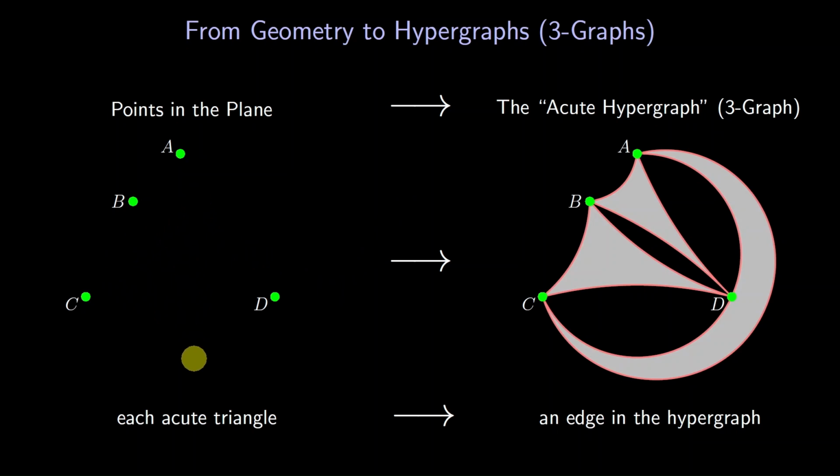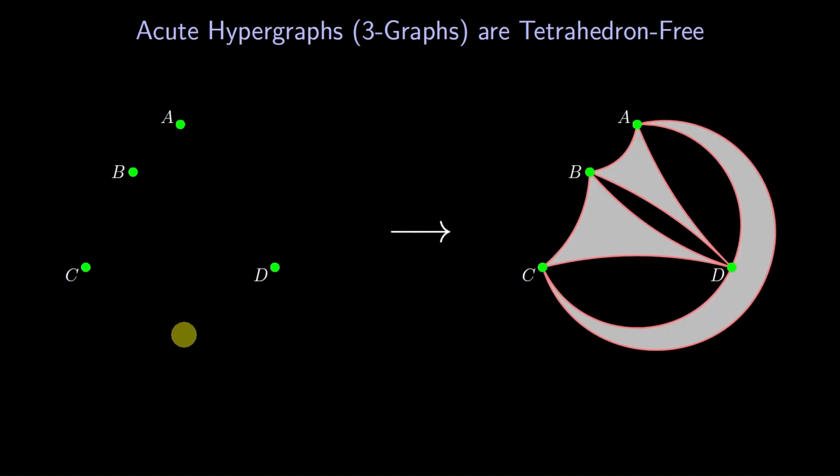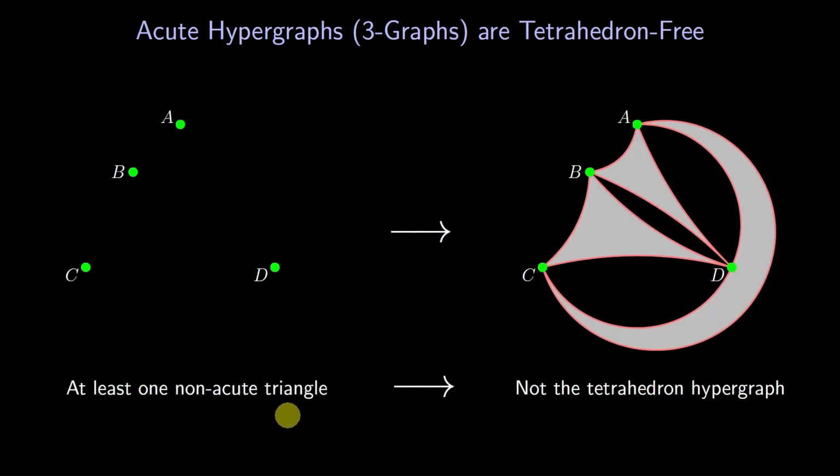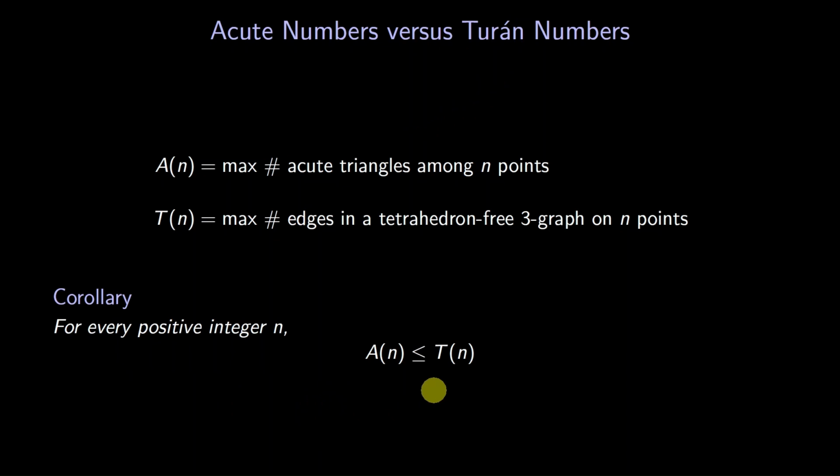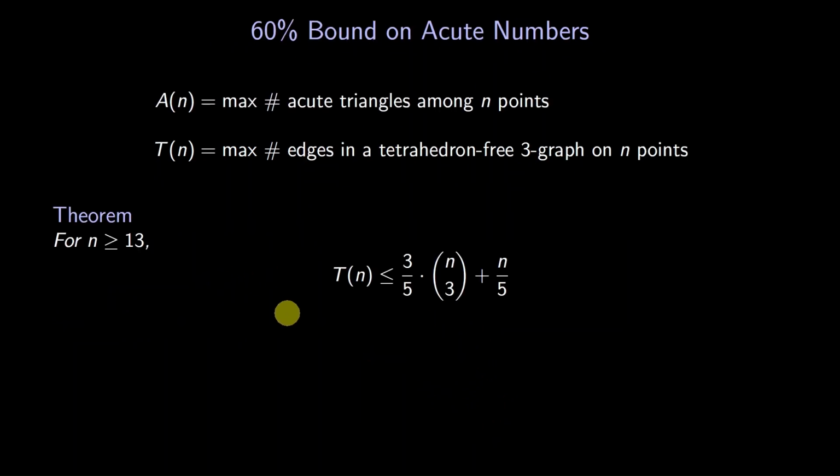We know that any 4 points in the plane have at least one non-acute triangle. That means any 4 points in the hypergraph are missing at least one edge. In other words, the hypergraph doesn't have any tetrahedra. So we're counting the number of edges in a tetrahedron-free hypergraph. That's the Turán problem we studied before. Recall the Turán numbers T of n and the acute numbers A of n. By what we've just said, A of n is at most T of n, so we can use the upper bounds we know on the Turán numbers. Remember our 60% bound? It automatically applies to A of n.